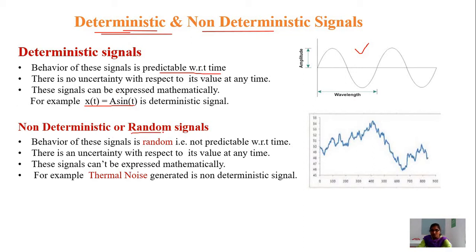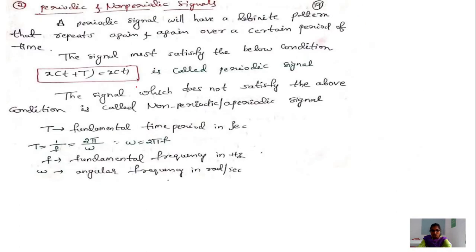Non-deterministic or random signal. The name itself is saying random, which is random in nature. We cannot predict the behavior of the signal with respect to time. With respect to time, we cannot decide the signal's behavior, and it does not follow any mathematical equation. The signal cannot be expressed with any mathematical equation, like a random signal. For example, a noise signal. A noise signal can be given as an example for non-deterministic or random signals. Move on to the next slide.